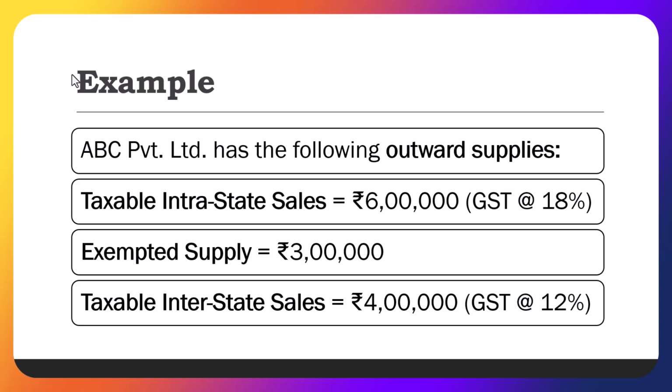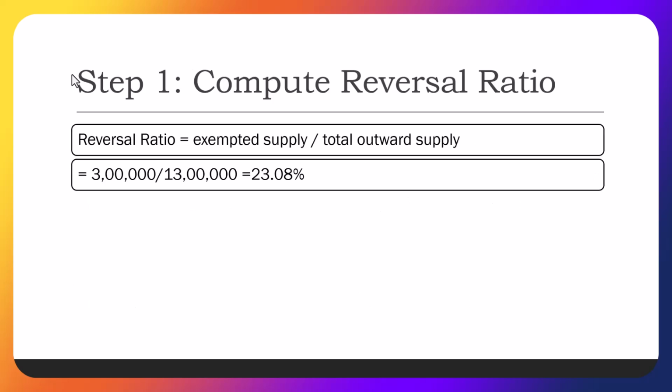Just think again, Ananya or anyone: 3 lakh upon the total, that is 13 lakhs. That is how much? 3 lakhs divided by 13 lakhs. So it will be 23.08%. Is that okay? Yes, sir.